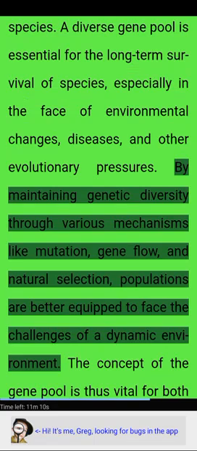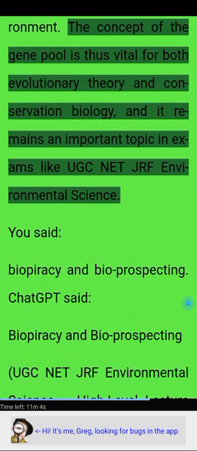By maintaining genetic diversity through various mechanisms like mutation, gene flow, and natural selection, populations are better equipped to face the challenges of a dynamic environment. The concept of the gene pool is thus vital for both evolutionary theory and conservation biology, and it remains an important topic in exams like UGC-NET JRF Environmental Science.